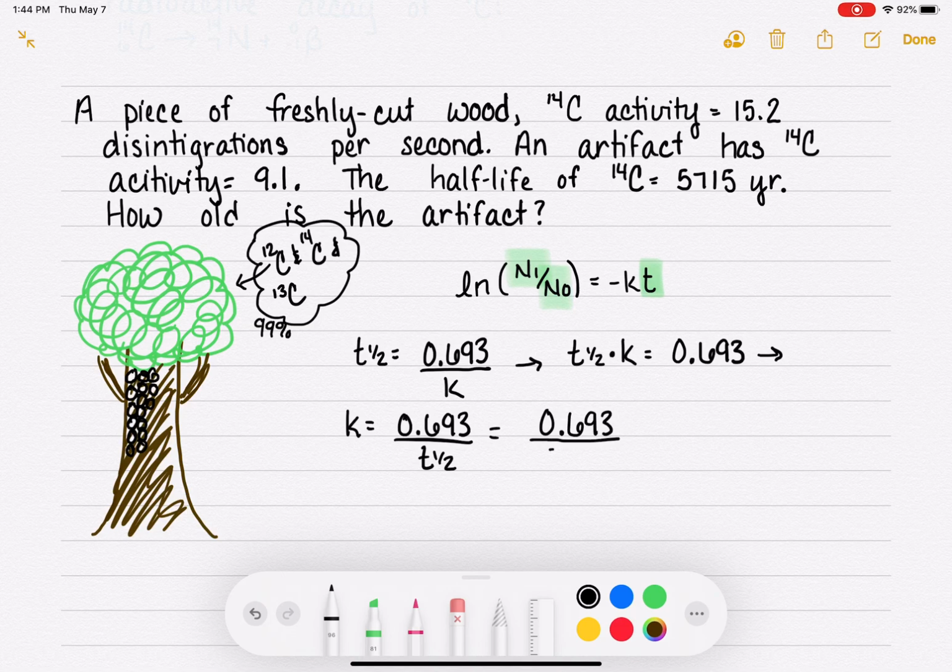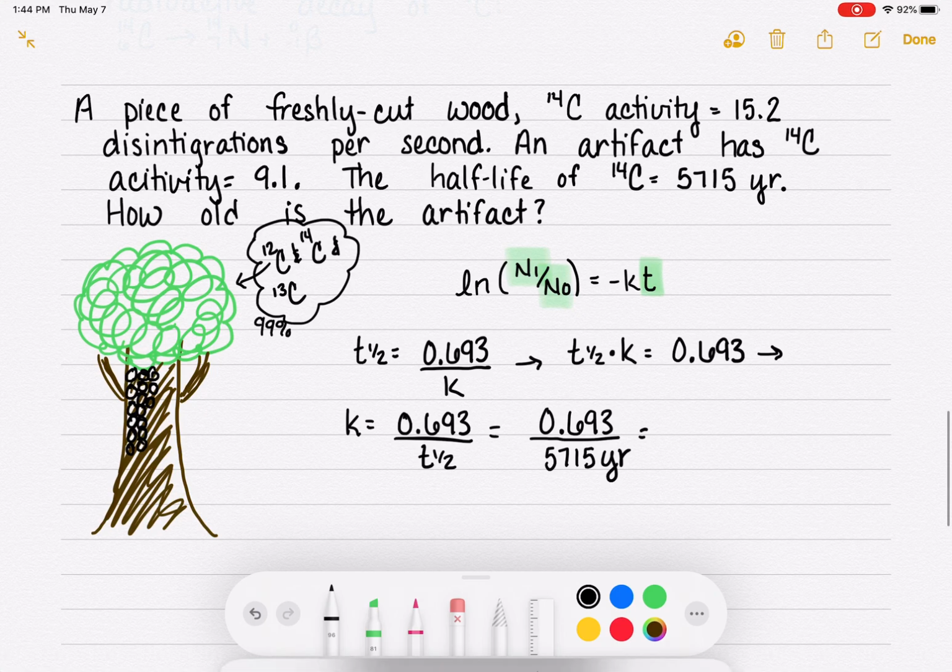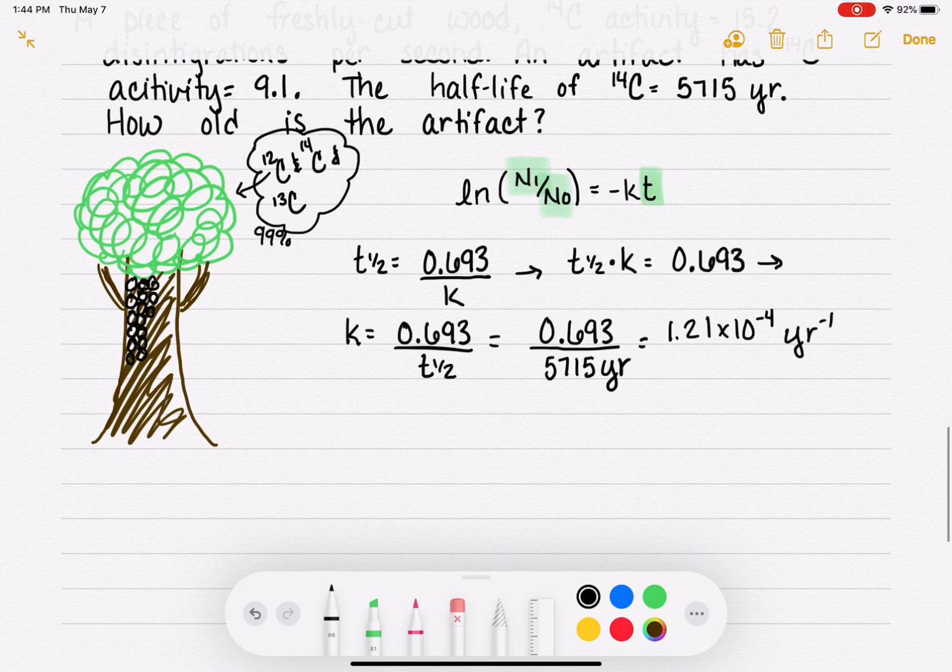The half-life is 5715 years. So the rate constant for this is 0.693 divided by 5715, which is 1.21 times 10 to the minus 4 inverse years.